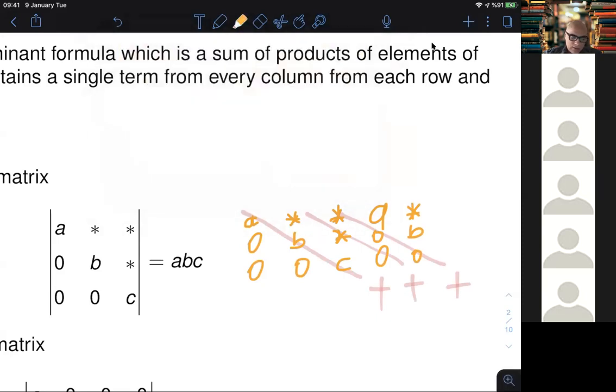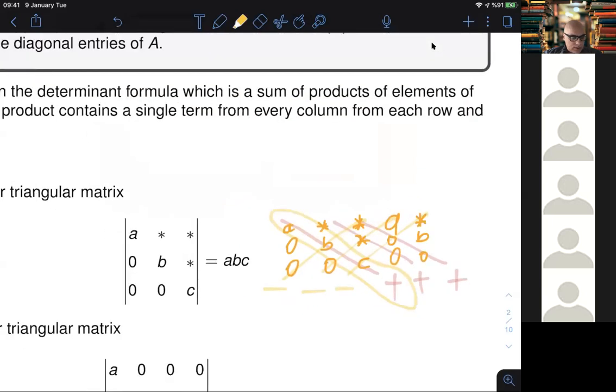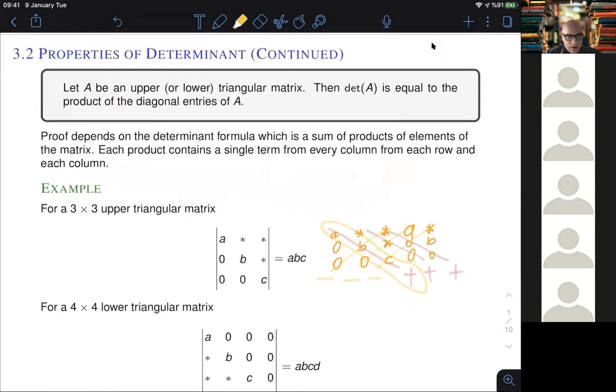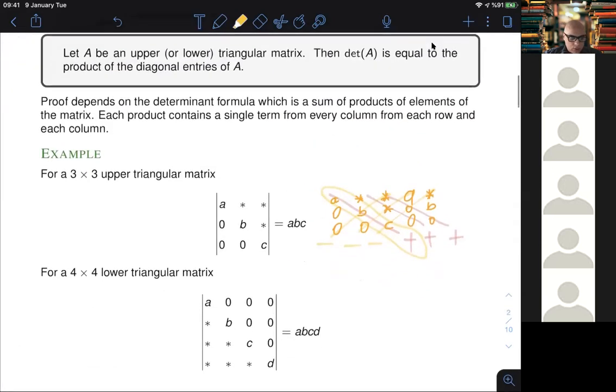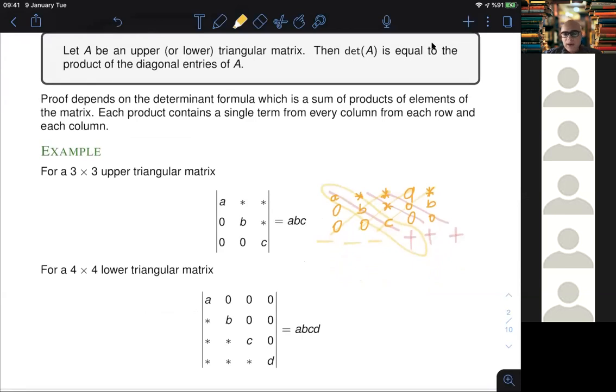And these will come with a negative sign, right? But you see, the sign is not important. Only this term contributes because the others are all zeros, okay? So this is also true for lower triangular matrices, and also true for general n by n matrices. You can easily see this from the determinant formula.